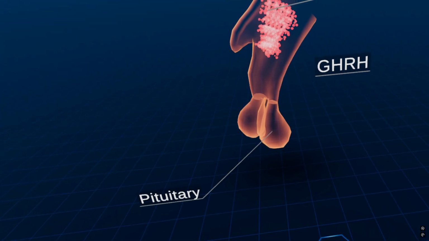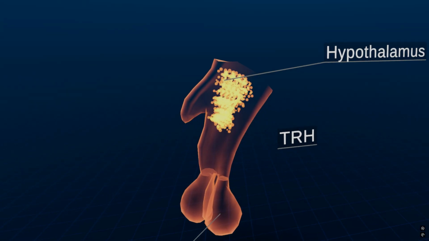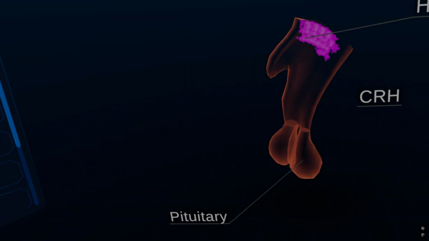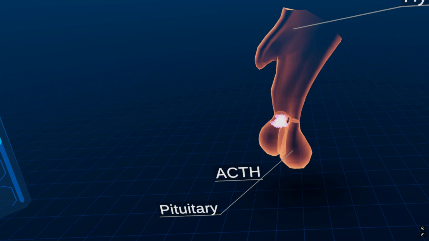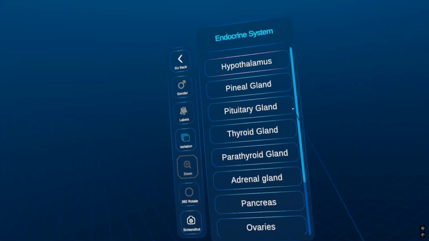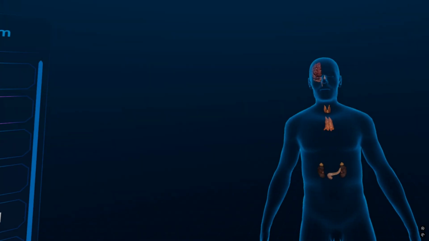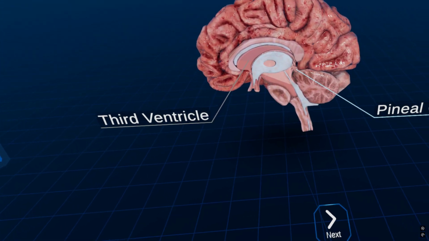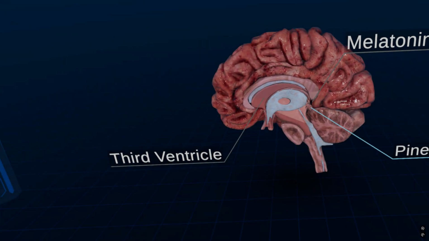Growth hormone releasing hormone, thyrotropin releasing hormone, TRH, gonadotropin releasing hormone, GnRH, corticotropin releasing hormone, CRH. CRH is a hormone that is secreted by the hypothalamus and the pineal gland. The pineal gland secretes melatonin.